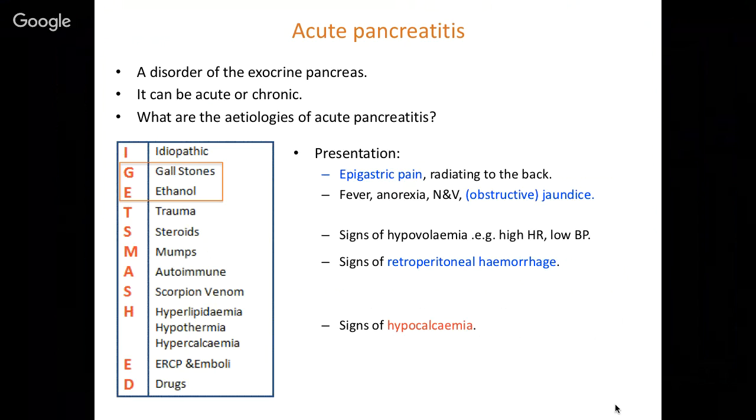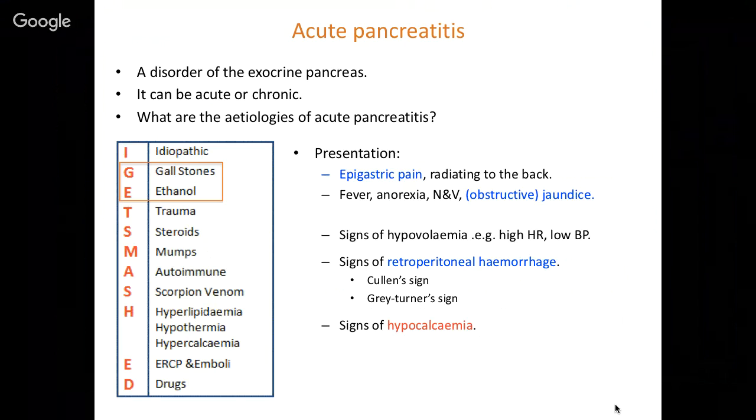In terms of presentation, most of it's on the slide, so epigastric pain radiating to the back, can be an obstructive jaundice picture as well. You can see signs of hypovolemia, signs of retroperitoneal hemorrhage. There are 2 specific signs on an abdominal exam. Anyone know what I'm talking about? Yep, excellent. So Cullen's sign around the umbilicus, or a blue bruising around the umbilicus, and Grey Turner's sign, again, blue bruising around the lumbar regions. So there's signs of retroperitoneal hemorrhage and signs of hypocalcemia. And I'll talk about why you get this a little bit later.